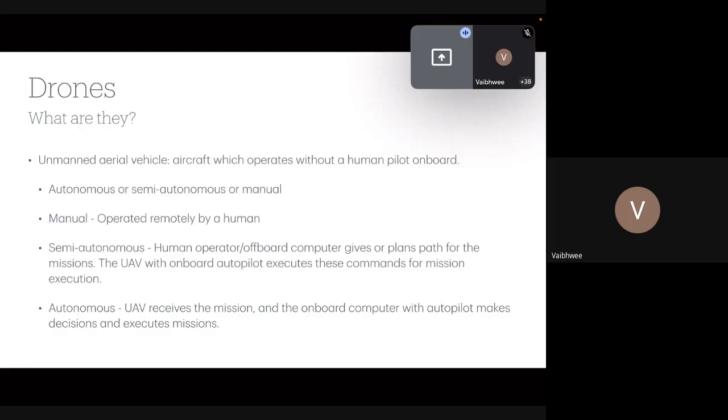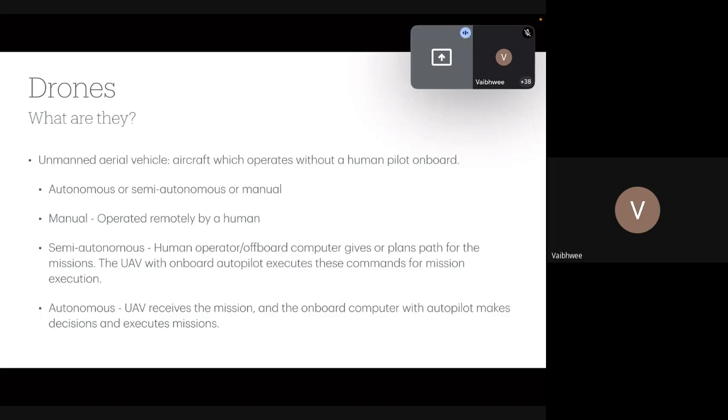Semi-autonomous is somewhere between manual and autonomous, wherein in most cases a human operator or an onboard computer not only gives the mission parameters, but also plans the paths that are supposed to be taken, or plans the actions that are supposed to be taken by the drone.